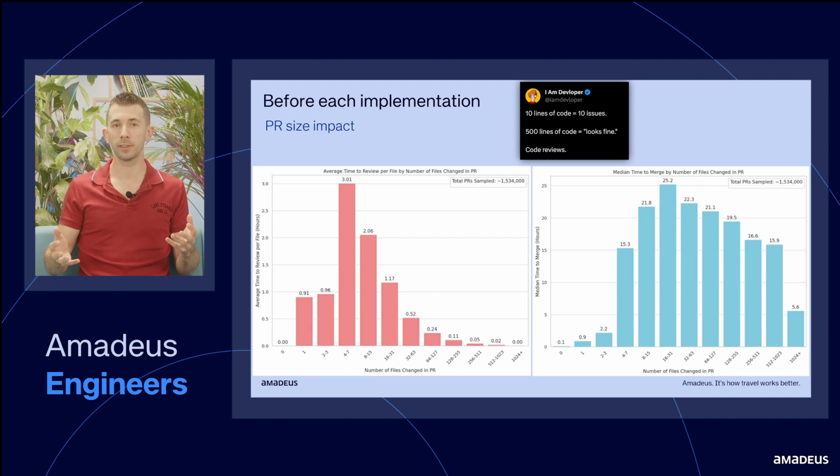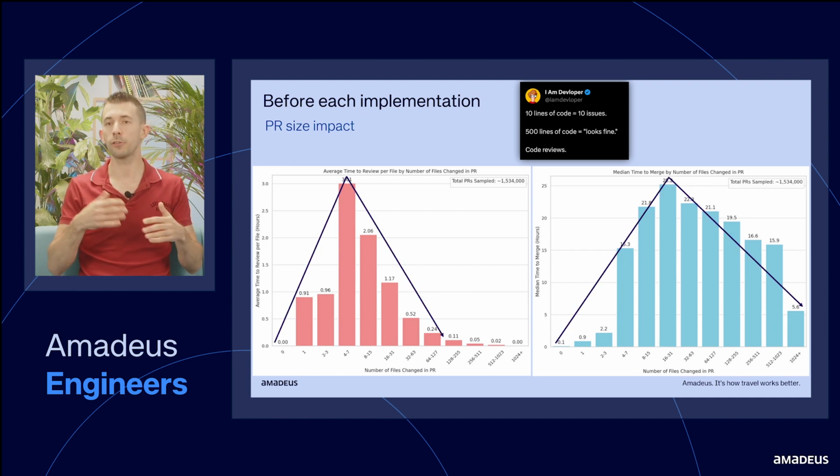Here are some studies about the impacts of large PRs on the code review time. Don't focus on the graph details, just look at the trends. This study is from the Graphite company, over 1.5 million of their PRs. On the horizontal axis, we have the size of a PR, and on the vertical axis, we have the time taken to review it. What we could naively expect is that there should be some kind of linear growth. The bigger a PR is, the longer it takes to review it.